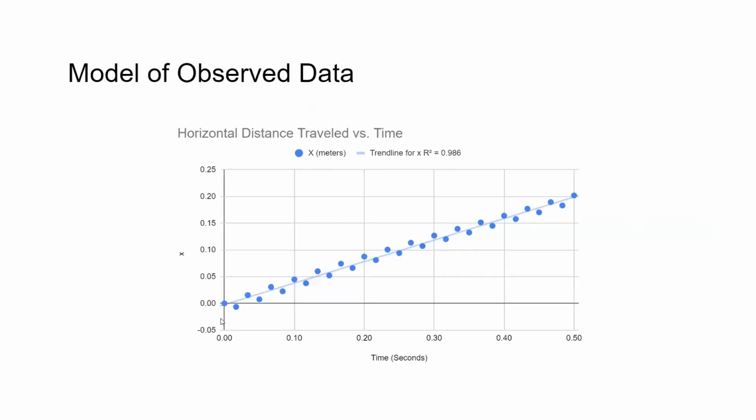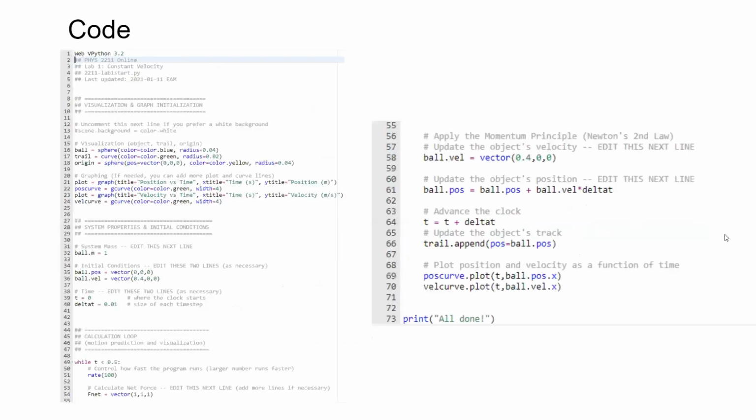This is the model of the observed data, and once again, you can see how the motion almost oscillates up until it reaches 0.2 meters. And this is the code for the other aspect of the experiment. The only changes that were made were the velocity and the initial position, and also the sphere radius, and also later on the time interval.